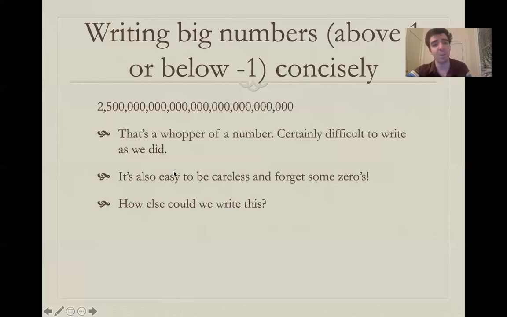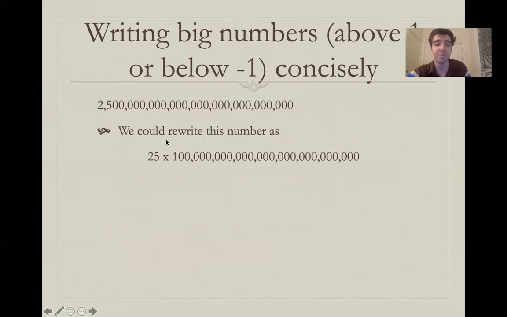So if we're thinking of ways to rewrite this, let's maybe take advantage of all of these zeros somehow. There's 26 of them. So perhaps instead of writing the number like this, I could break up the 25 and the rest of the zeros somehow. I could make this 25 times 100 septillion. That's not really better though, right? This is still taking up just as much space.